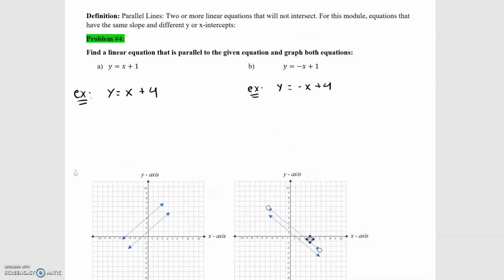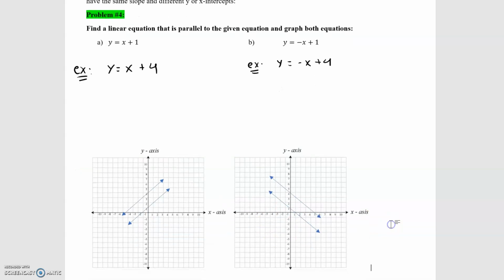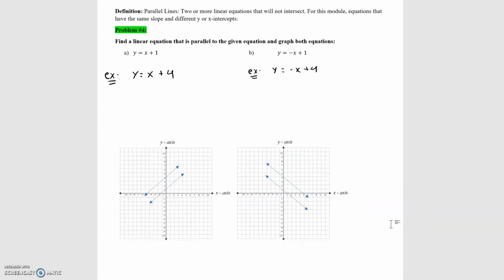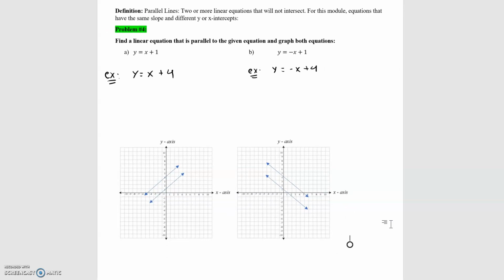The second one, just for simplicity, I picked the same y-intercept, but the slope is negative. So in this case, it's going to go through the values of 4. Once again, these two examples are parallel lines. They're not going to intersect because they technically have the same slope. And by definition, they're two lines or more that technically never intersect. So in this case, we're talking about same slope, different y-intercept.